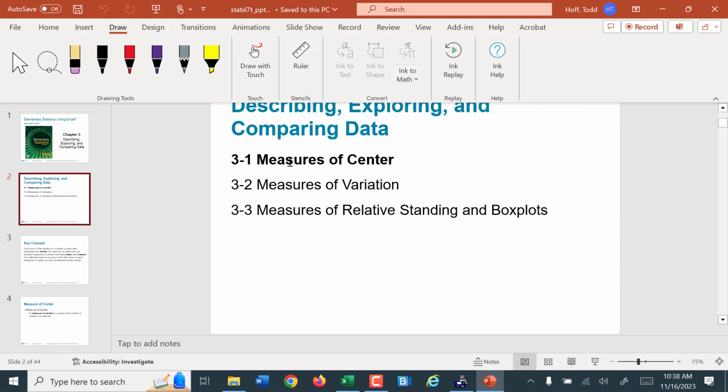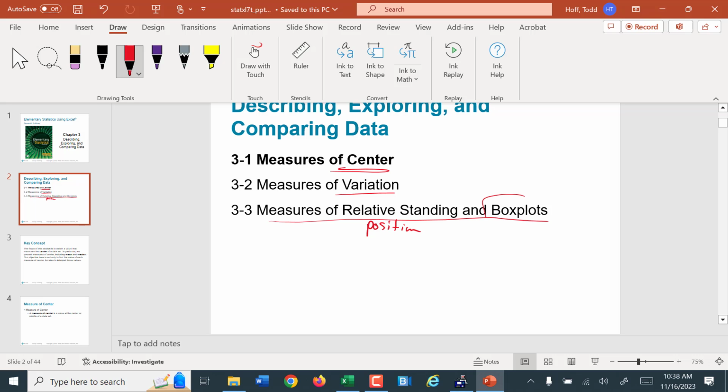Some of the things we're going to look at are measures of center, which will be our first section here, measures of variation, and then measures of relative standing, sometimes referred to as measures of position. And then box plots, which help us to summarize this data. By the way, variation is often referred to as measures of spread or dispersion. First of all, what does that really mean?